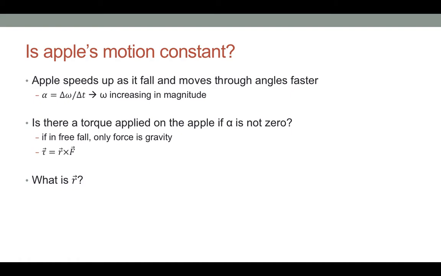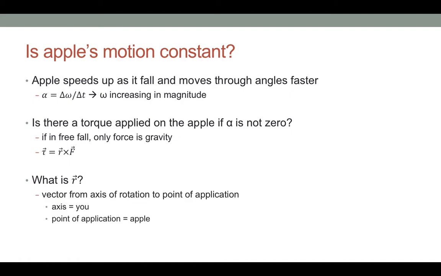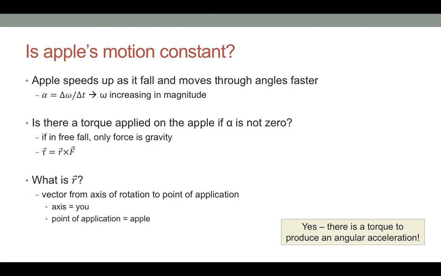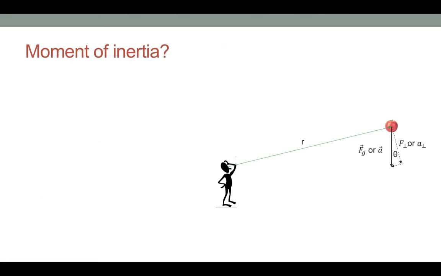Before, r had something to do with distance from an axis of rotation on an object spinning around a fixed axis of rotation. But in fact, r is just a vector that goes from the axis of rotation to the point of application. Well, the axis of rotation, we could say, is you, you're the point of reference, and it goes to the point of application, and that's the apple. So r would be a vector going from you to the apple, and we could then calculate a cross product between that and the apple's weight. So, yes, in effect, there is a sense of a torque applied to cause this angular acceleration.